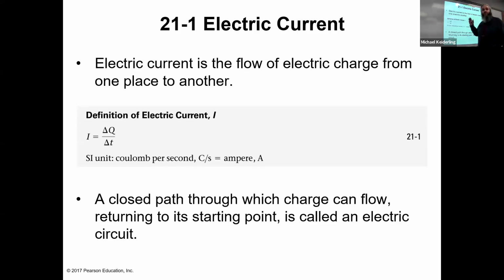A closed path where charge can flow, returning to its starting point, is called an electric circuit. Because it's like a circuit, it's a circular loop. And for current to flow continuously, you need a closed circuit. It needs to go from, say, the positive side of the battery to the negative side of the battery through some circuit.